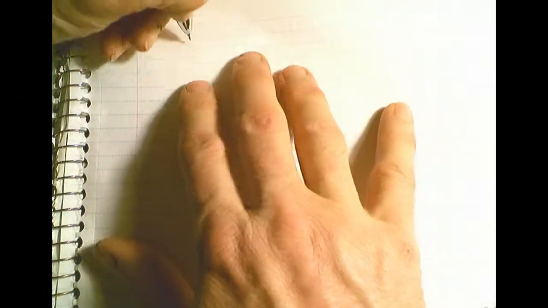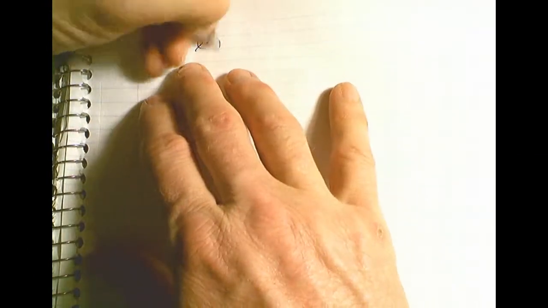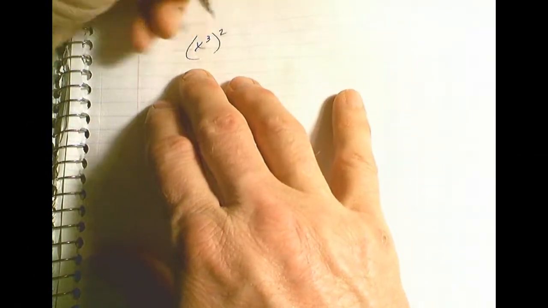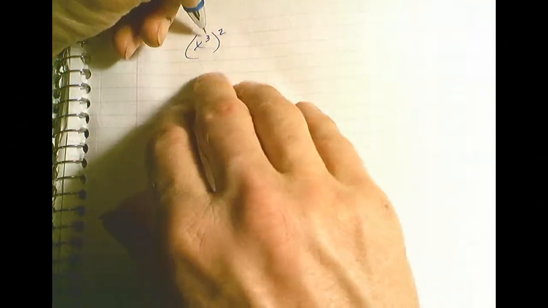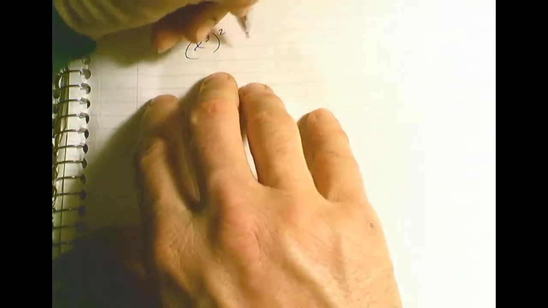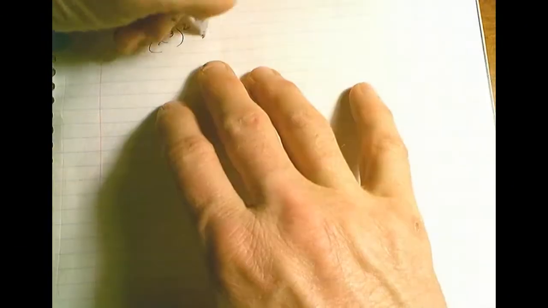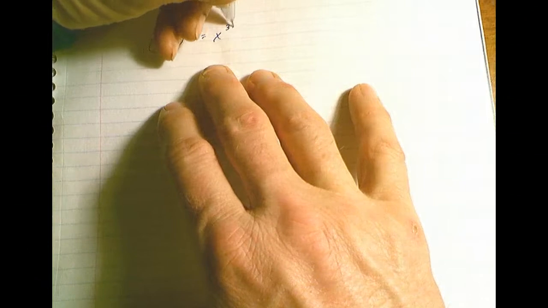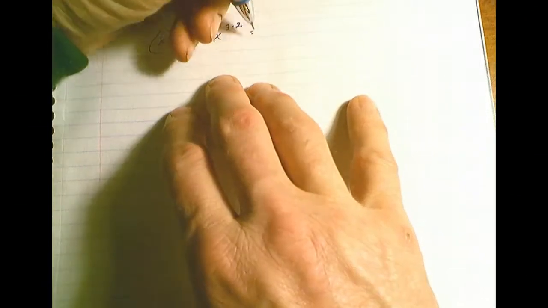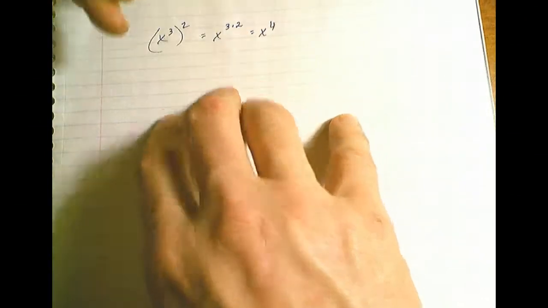So I think the power rule is quite a bit easier than what we just did with the product rule. The power rule says that if I have an x cubed and then I take that to another power, instead of adding my exponents, I multiply my exponents. So this is really, let me see if I can get my camera to cooperate here, that's really x to the 3 times 2, which is x to the 6th power.